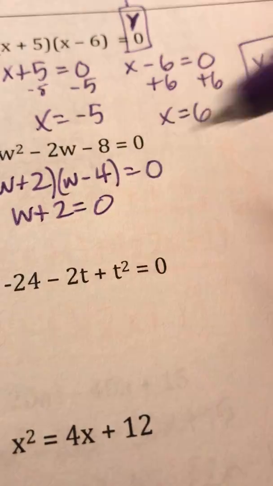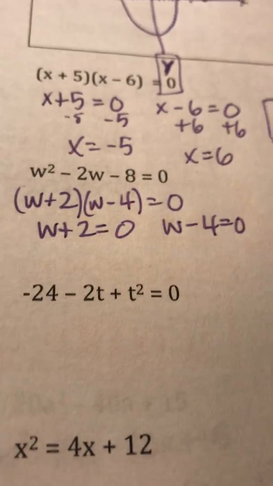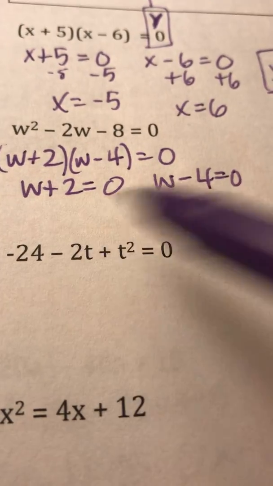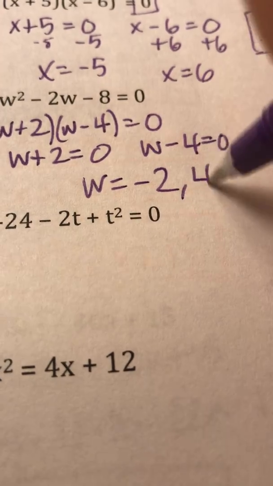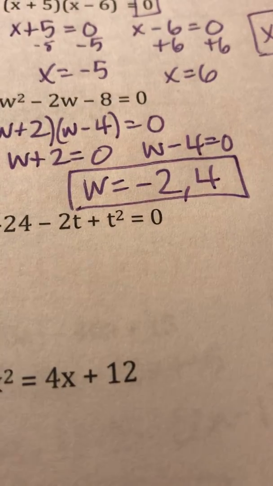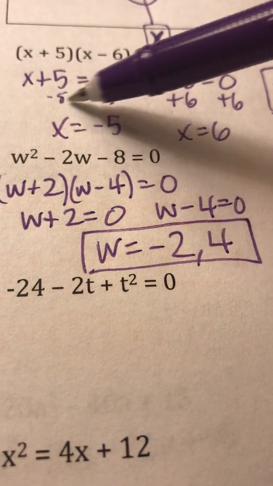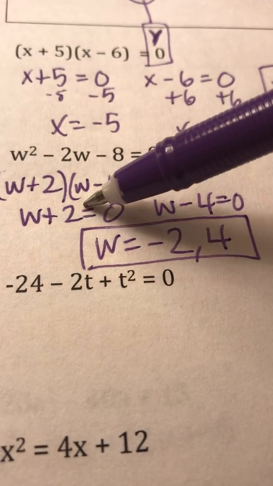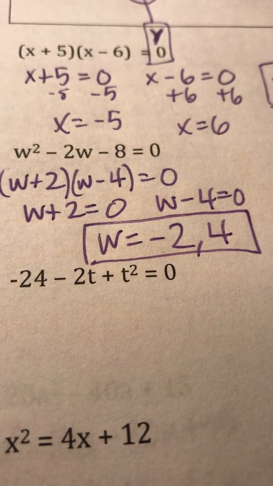W plus 2 equals 0. W minus 4 equals 0. Okay, now without actually writing out the algebra here, I can see that W equals -2 and +4. If you need to do this step, that is perfectly fine. Do it. But if you can go from here to here, go ahead and do that too. That's fine. All right.